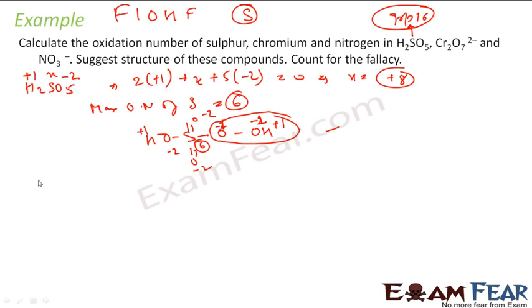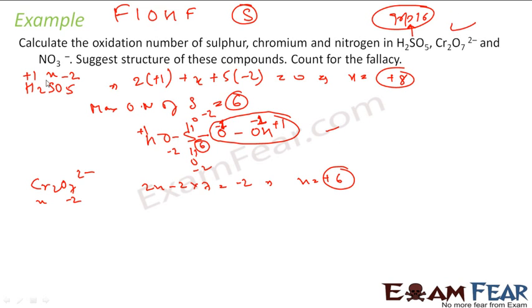Let's talk about Cr2O7 2 minus. Let's apply the formula. Oxygen, yes, this is minus 2. So let's apply, this is x. So this becomes 2x minus 2 into 7 is equal to net charge, which is minus 2. You solve this, x comes out to be plus 6. And chromium is in group 6. So that's fine, right? So there is no issue in this.